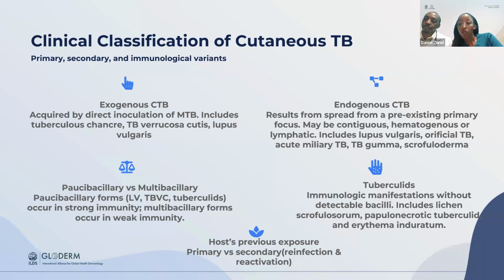Tuberculids represent a form of cutaneous tuberculosis that is really not due to the microorganism itself, but rather the immune system manifesting, trying to fight the infection. So when you do a biopsy or try to culture these lesions, you typically do not find any bacilli. The most common one is lichen scrofulosorum. We also have the papulonecrotic tuberculid and erythema induratum.